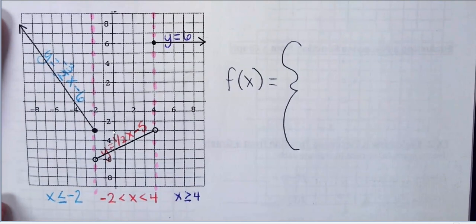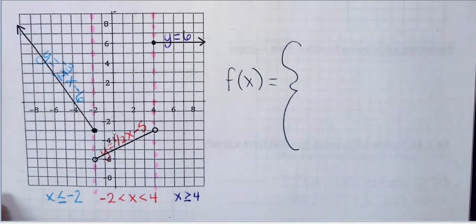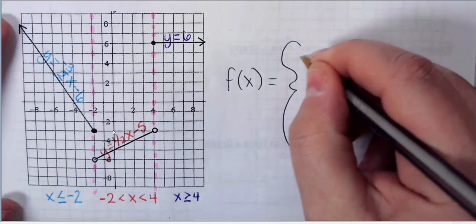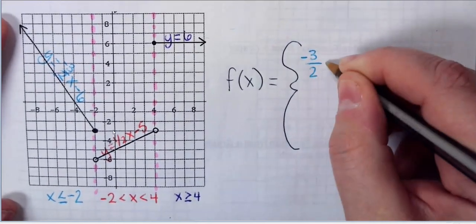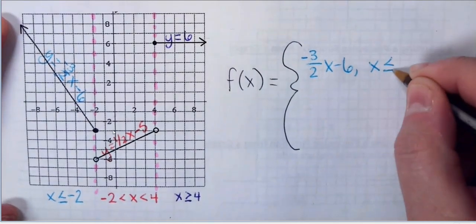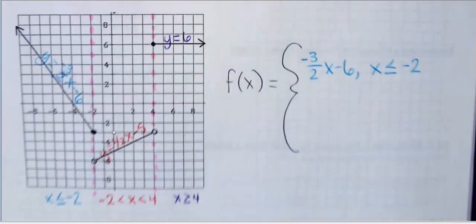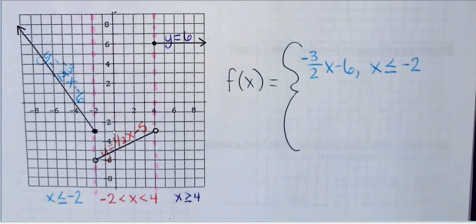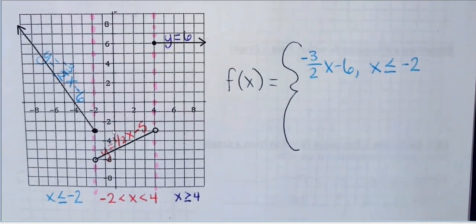Now, technically also you don't have to write these pieces in order as they appear on the graph. I usually just do that, but you can start with your slope. So the first piece, negative 3 over 2 x minus 6. That's for all the x values to the left of negative 2. So I just write less than or equal to negative 2. That's because that circle was filled in.